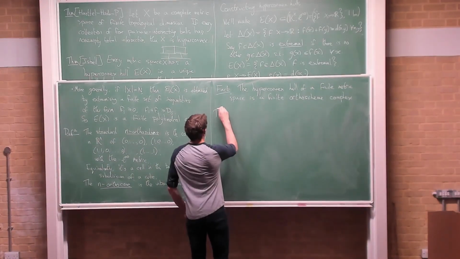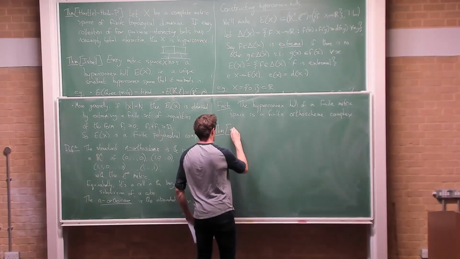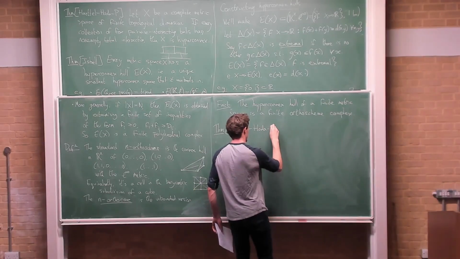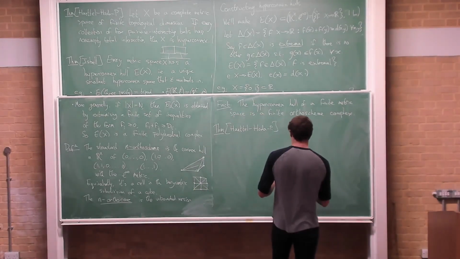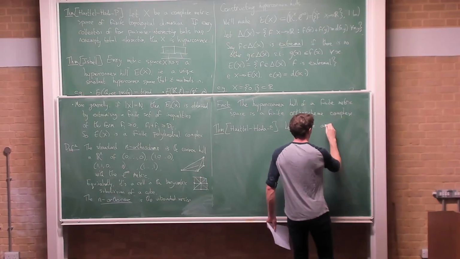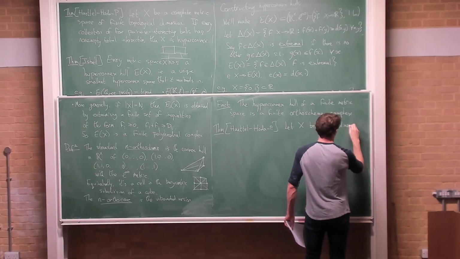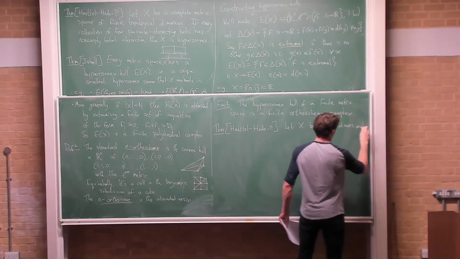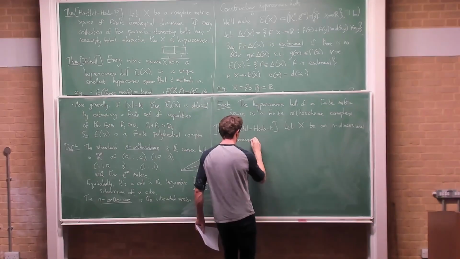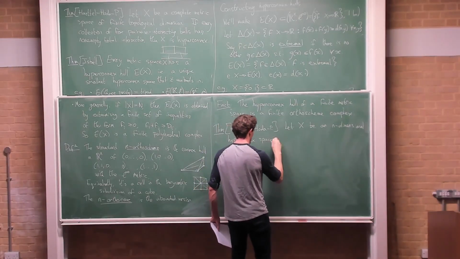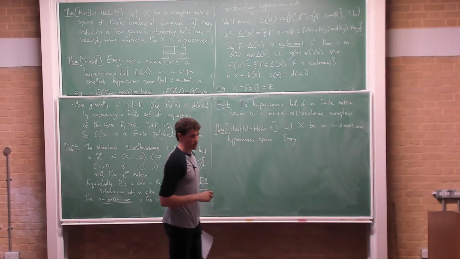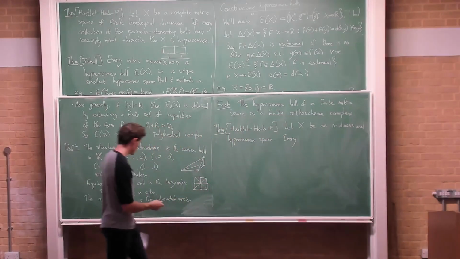So the theorem says: let X be an n-dimensional hyperconvex space. Then every n quasi-flat lives at finite Hausdorff distance from a finite union of orthocones.